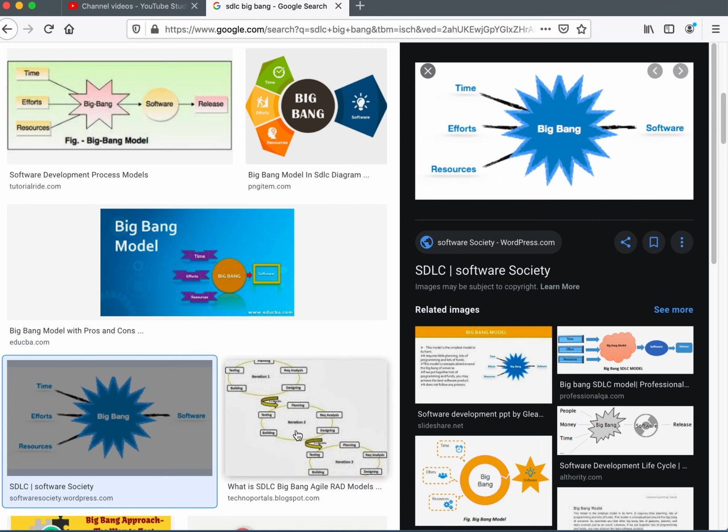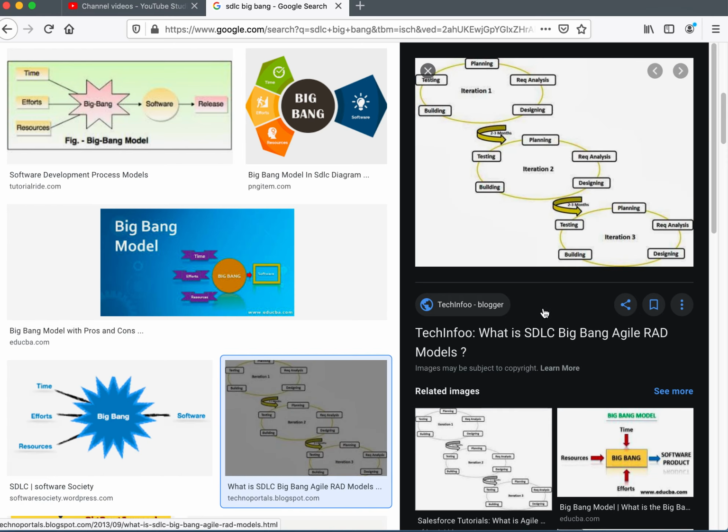And this one right here is not the Big Bang, but it's the Agile model. So the Agile model is kind of a mix of the spiral and the Waterfall model together. So you get planning, designing, building, testing, until eventually you're happy with it. It'll keep going around a circle over and over again until you're happy with it. Then you move on to step 2. And it'll keep going around this circle until you're happy with it. Move on to step 3. So on, so on, and so forth.